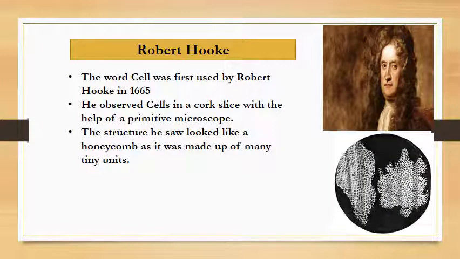The word cell was first used by Robert Hooke in 1665. He observed cell in a cork slice with the help of a primitive microscope. The structure he saw looked like a honeycomb as it was made up of many tiny units. Robert Hooke coined the term cell. He is also known as father of cytology. He was the first person to introduce cell, but the cells discovered were dead cells, as cork is made up of dead cells only.